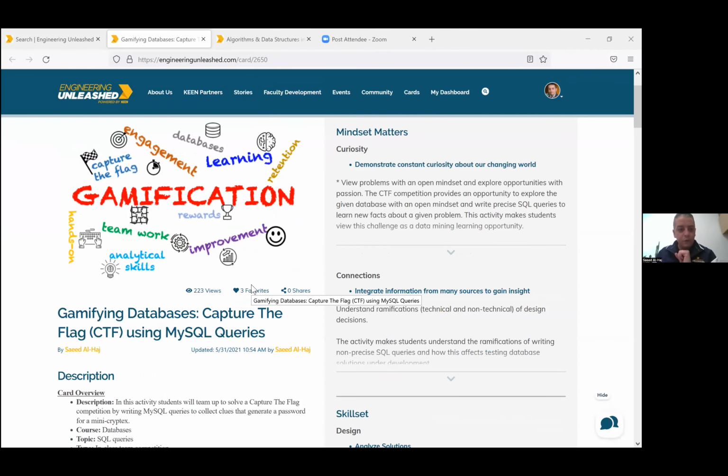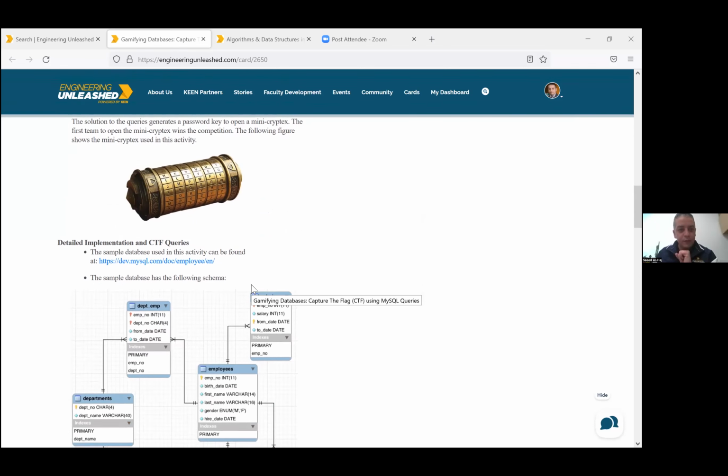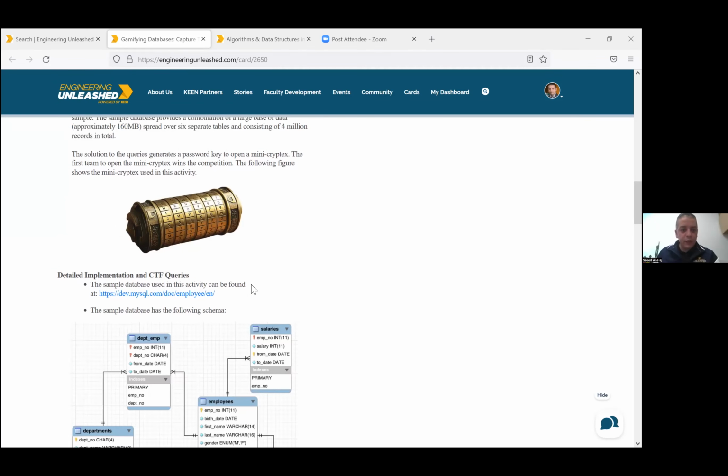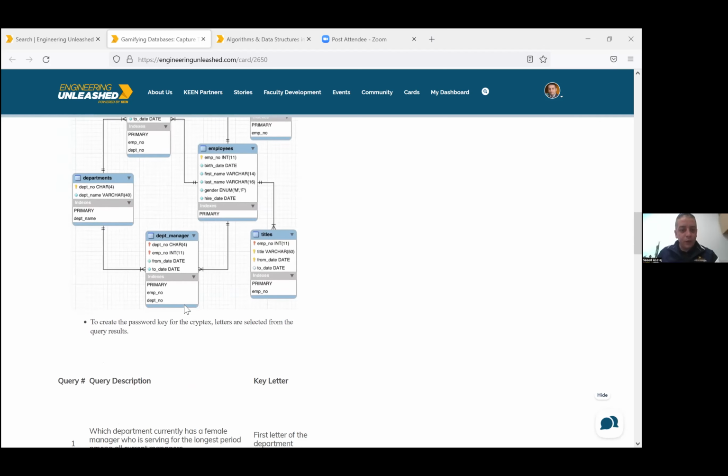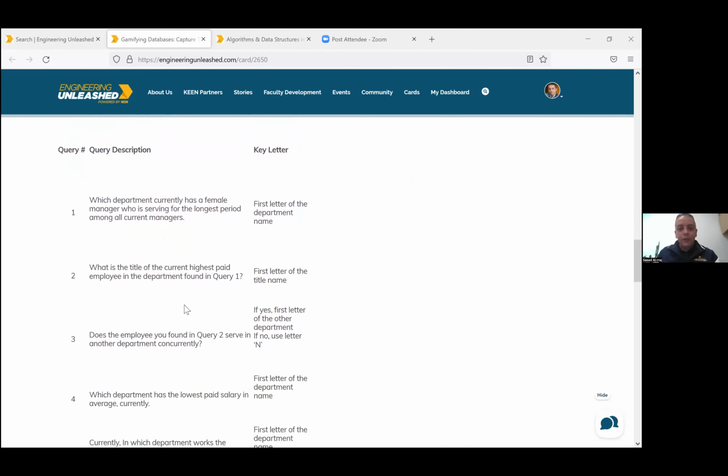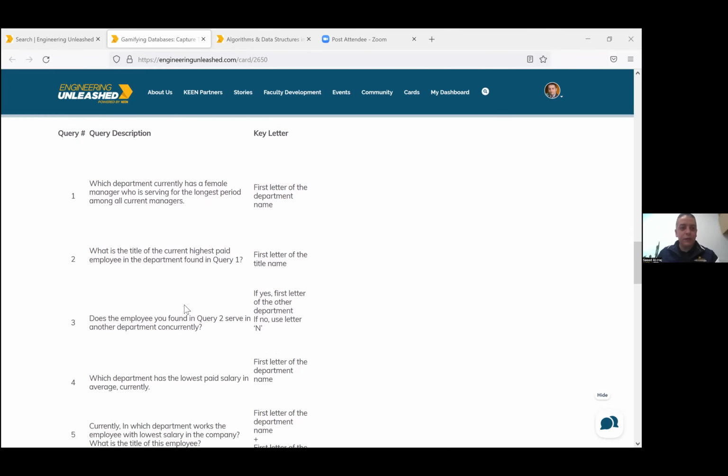So to give you an idea, what is that? Everything is mentioned here. And the database that I have used is already there. Like any instructor who would like to use it, it's already there. They can use it. So here are the letters. It's an employee database. So the first query: which department currently has a female manager who is serving for the longest period among all current managers?